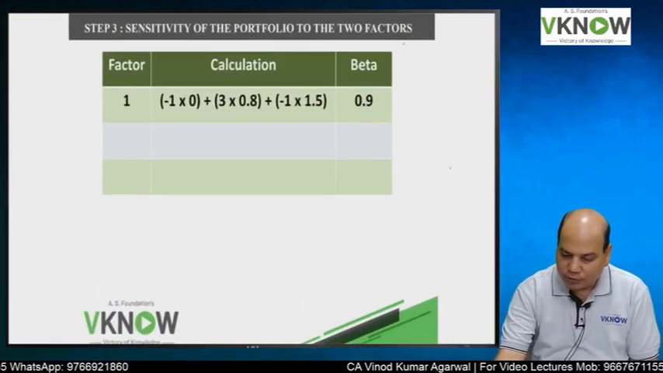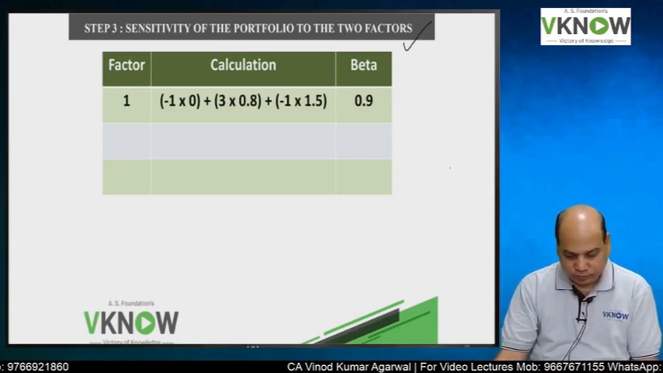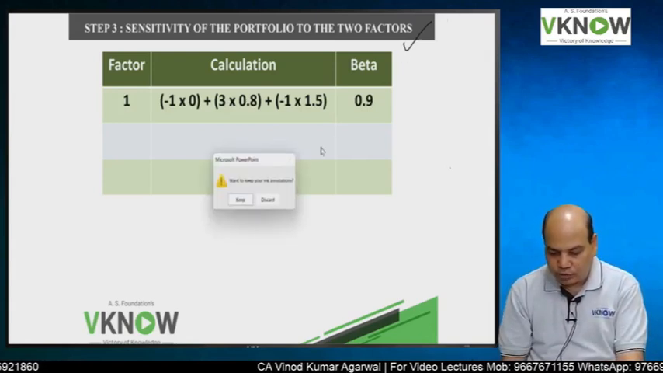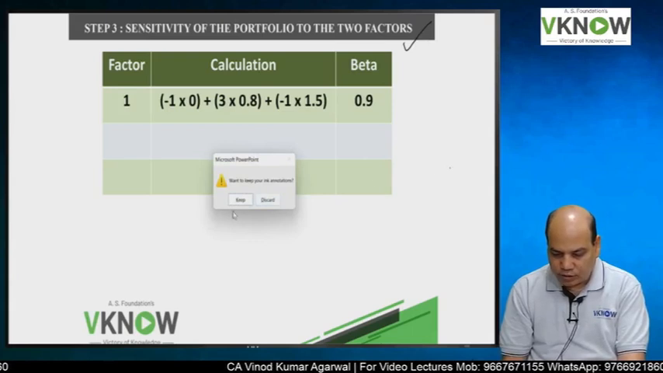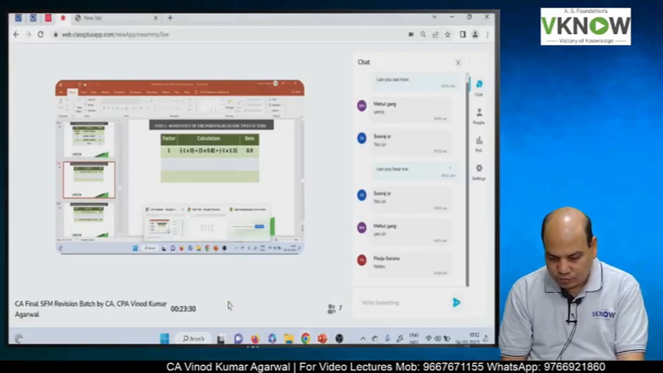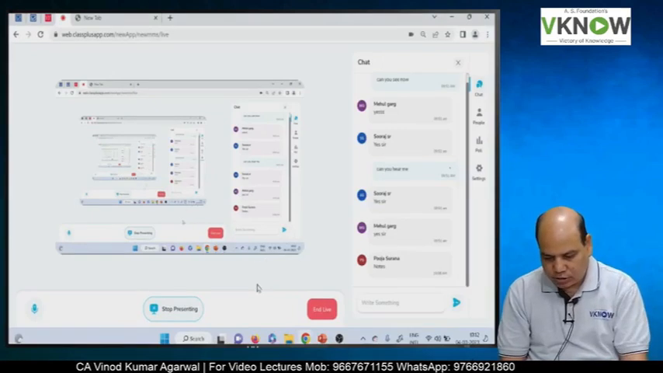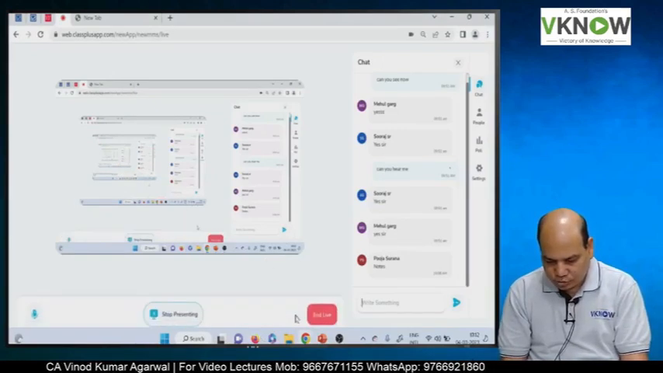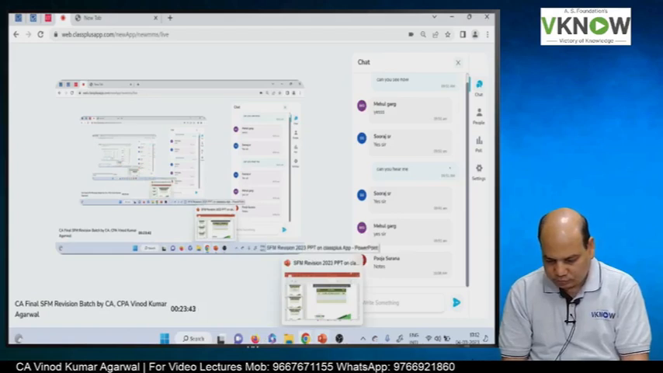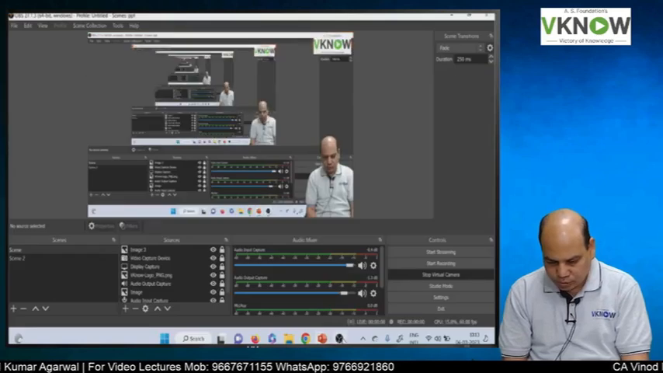Write down last step for part 2. Sensitivity of the portfolio to the two factors.